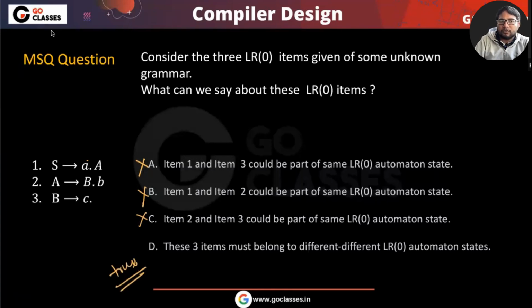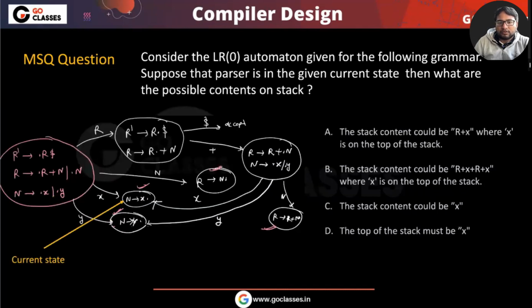I hope you understood how to solve this. Now let's solve more questions. Can you solve this question? Just take your time. Let's suppose this is the current state, whatever the number is. Then what can you say? The stack content could be r plus x, where x is on the top of the stack. Can the stack content be r plus x if this is the state you are in currently?